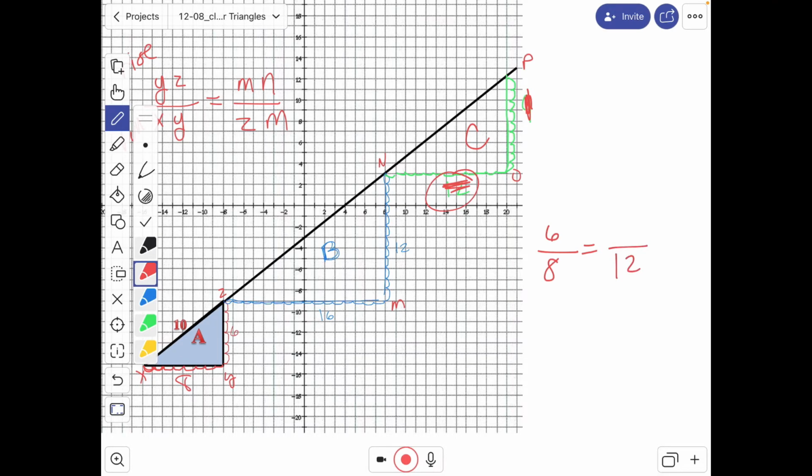Remember, to solve in a proportion, we might try simplifying. And I can simplify 6 and 8 to 3/4. And then I think, what can I do to 4 to get to 12? Multiply by 3. So if I do that on top, I'd find the missing measure is 9. And I know it's 9 because we did count it earlier. So if you're able to set up the proportion, you can find missing measurements.